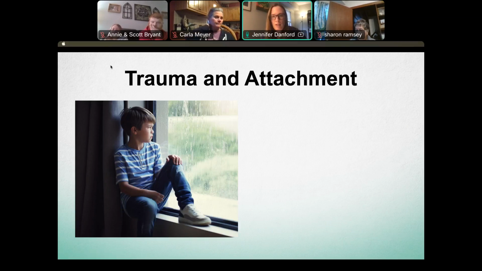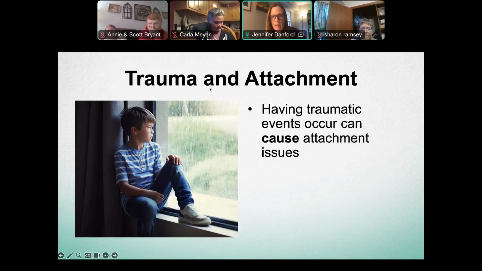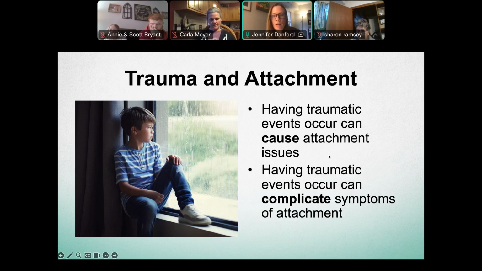So we know trauma and attachment are connected, because traumatic events can cause attachment issues. We talked about some of those. But also having traumatic events occur can complicate symptoms of attachment or make some of those symptoms even worse. Most of that happens before they come into your homes, but sometimes those things happen later, like if visits with family are not going well, or if they are going well, or if court cases change, you can see how this would bring up attachment issues and make them more difficult.